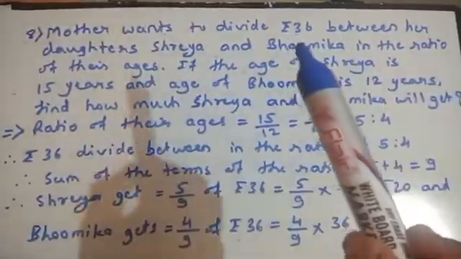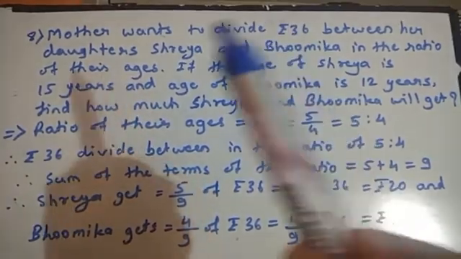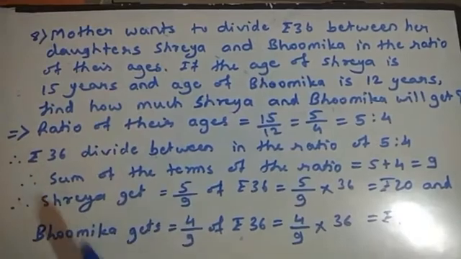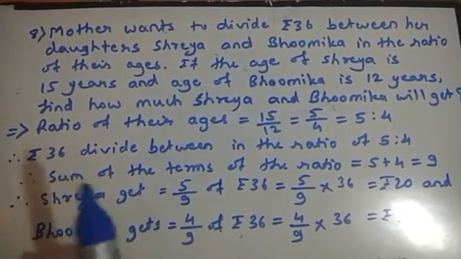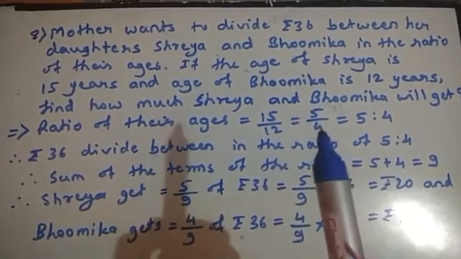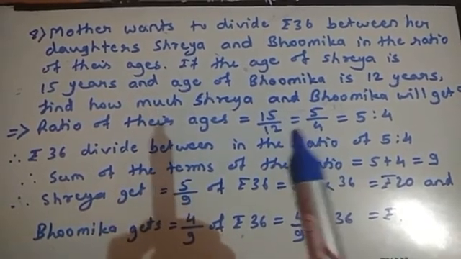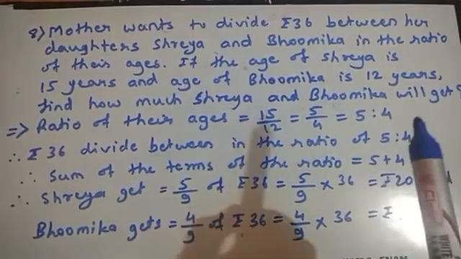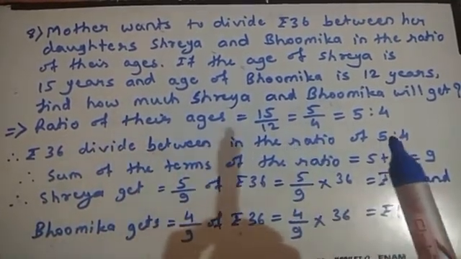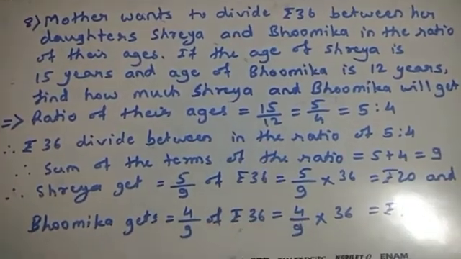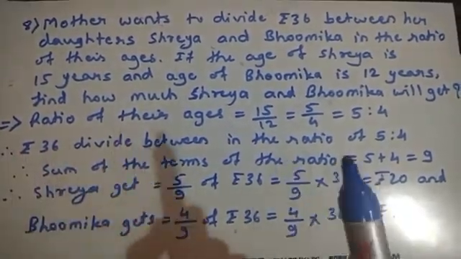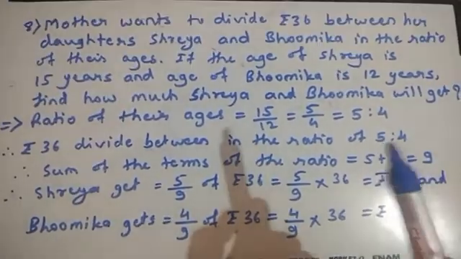Means this 36 rupees we have to distribute among Shreya and Bhumika, but in the ratio of their ages. So first we are going to find the ratio of their ages. The ratio of their ages is equal to 15 upon 12, that is 5 upon 4. Both numbers are divided by 3. So we got ratio 5:4. Now rupees 36 divide between them in the ratio of 5:4. Now before dividing that, we must know the sum of the terms of the ratio. Now here 5 and 4 are the terms of the ratio.